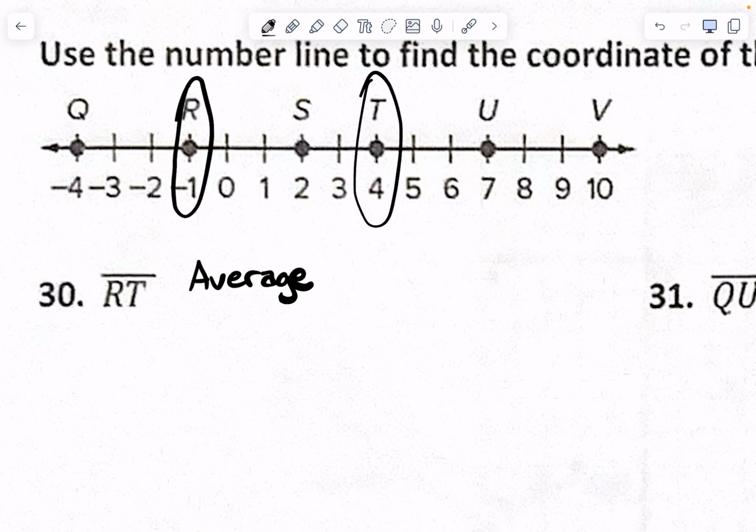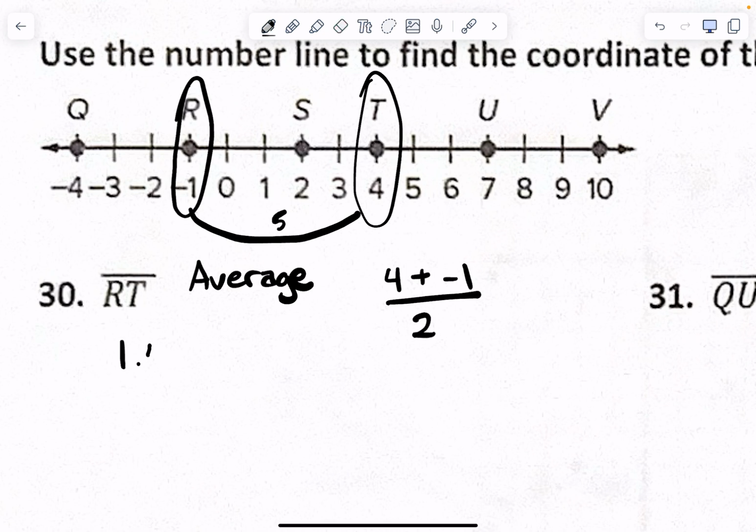Everybody listen to this. There are times in this chapter where we say, how far apart is -1 and 4? And that is 5 units. That is not what we're doing when we're finding the average. When we're finding the average, we take 4 and add a -1, which is different than finding the difference, right? We're adding now instead of subtracting, finding the distance between them, okay? So average is different than finding the distance between, all right? 4 plus a -1, and then what do we do? Divide by 2. 4 plus a -1 is 3. 3 divided by 2 is 1.5.